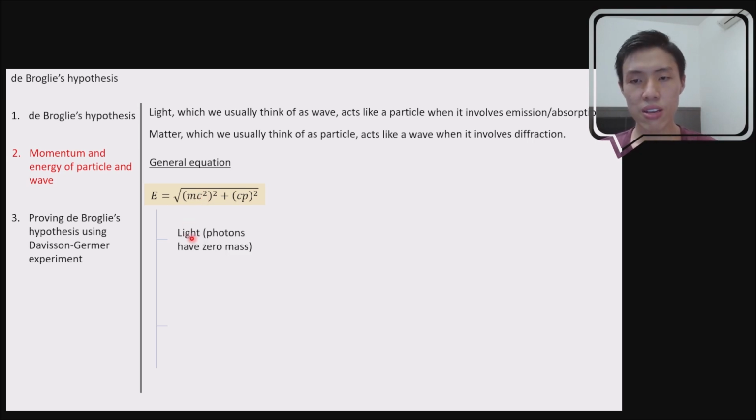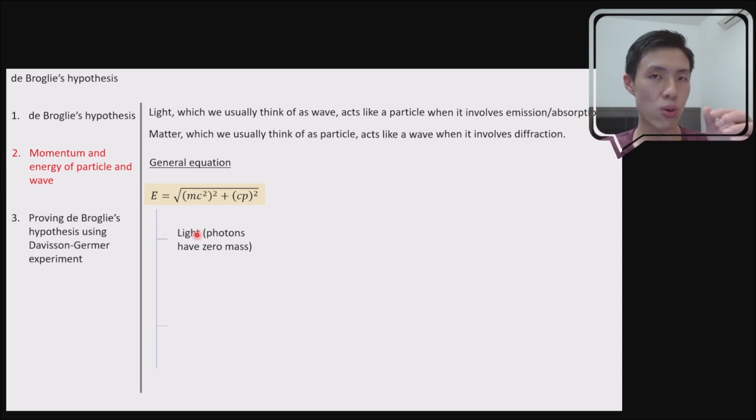One equation is for the energy of light. Because light has no mass, it is able to travel at the speed of light. The speed of light in vacuum, 3 times 10 to the power of 8, is the fastest possible speed that can be traveled by anything in our universe. Light is able to travel at that speed because it has zero mass. So we are going to assume photons have zero mass, because only by having zero mass is it able to travel at the speed of light, which is the fastest possible speed.